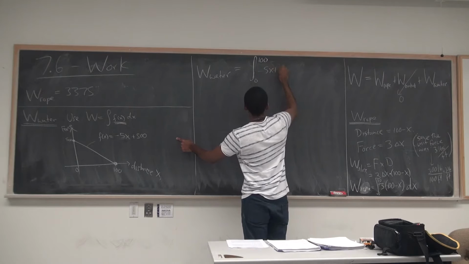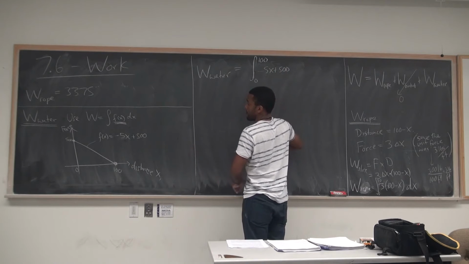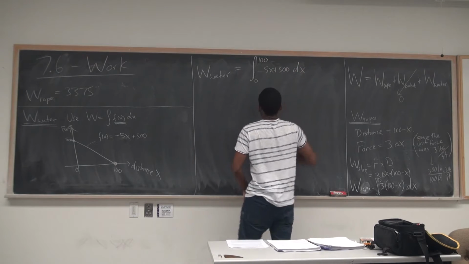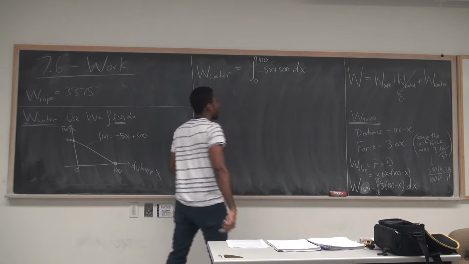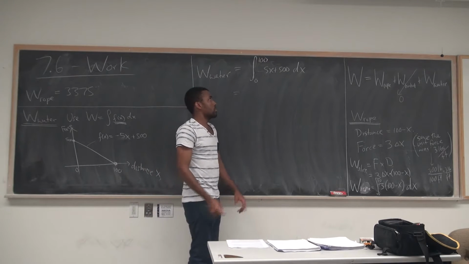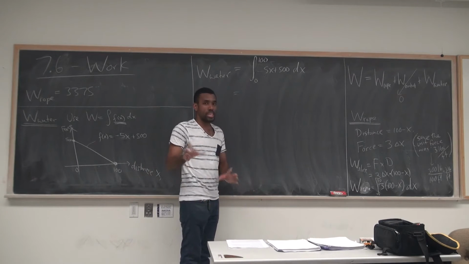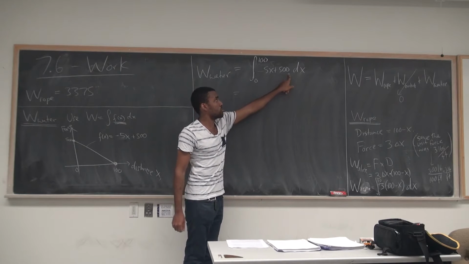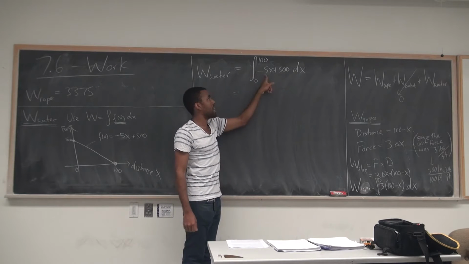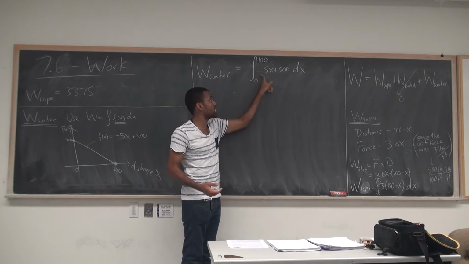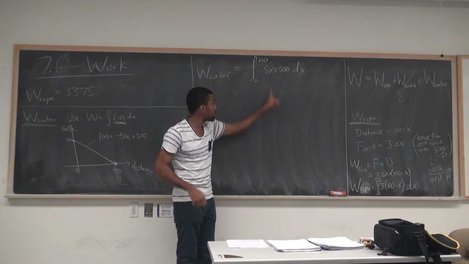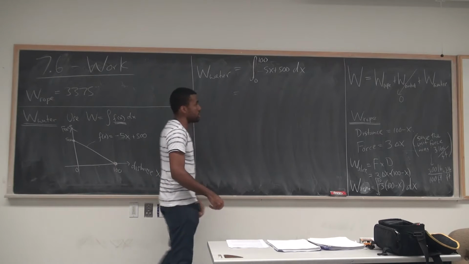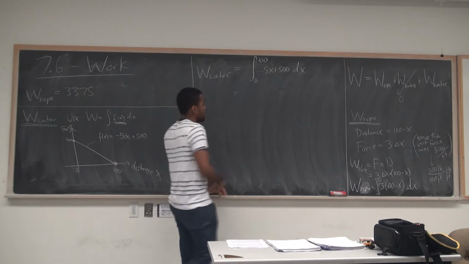Minus 5x plus 500. Now in this way you can sort of see it as what you were thinking. It's just the work to move the total thing minus how it's leaking, but it's leaking at a constant rate, so that part was a linear function that you have to worry about. Anyway, we can integrate this.